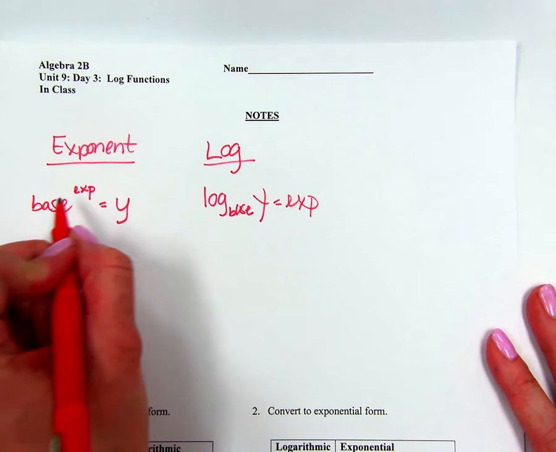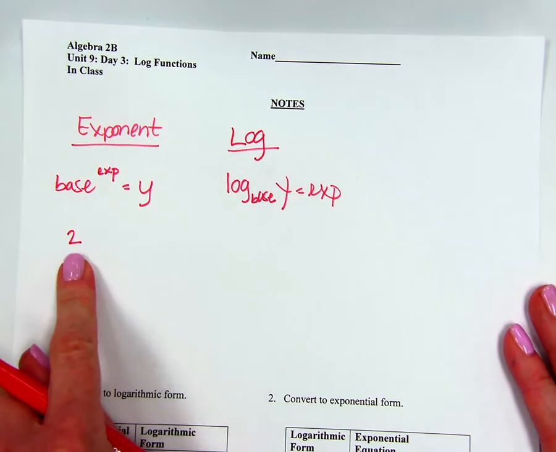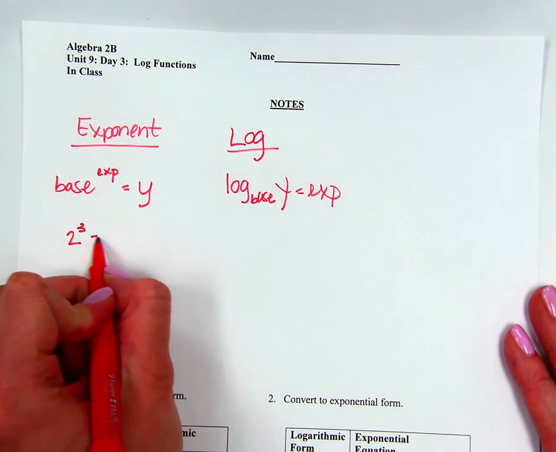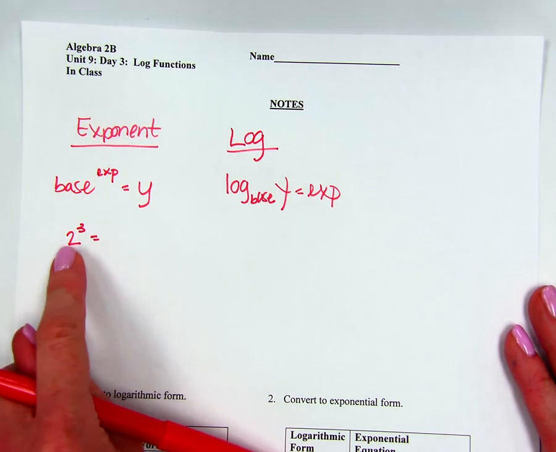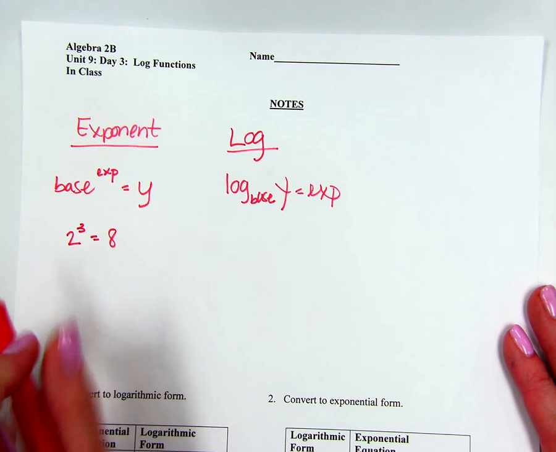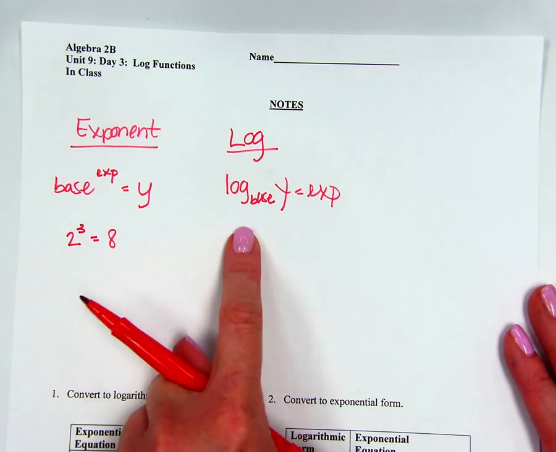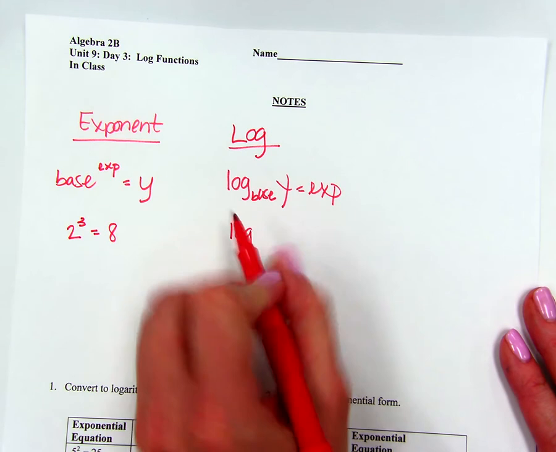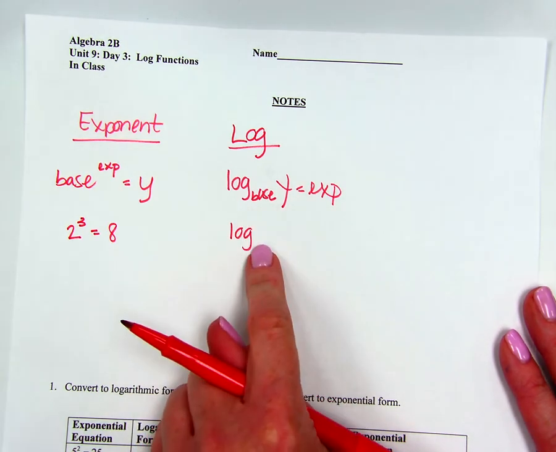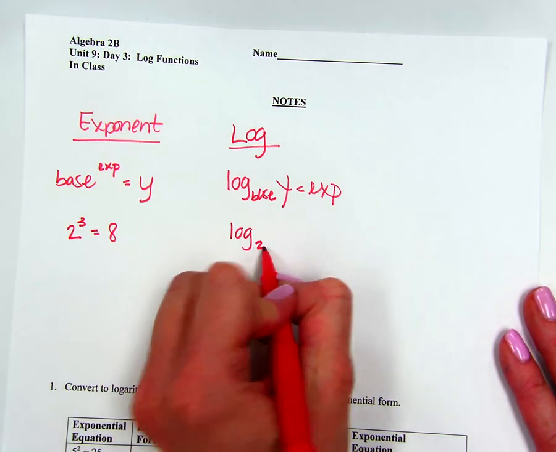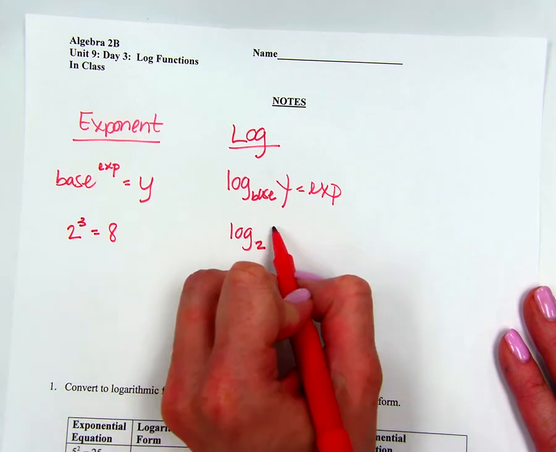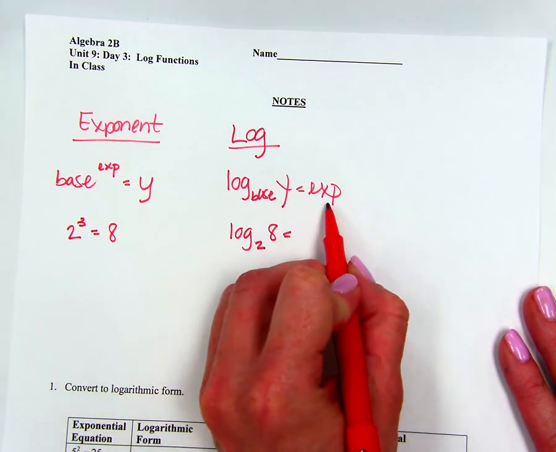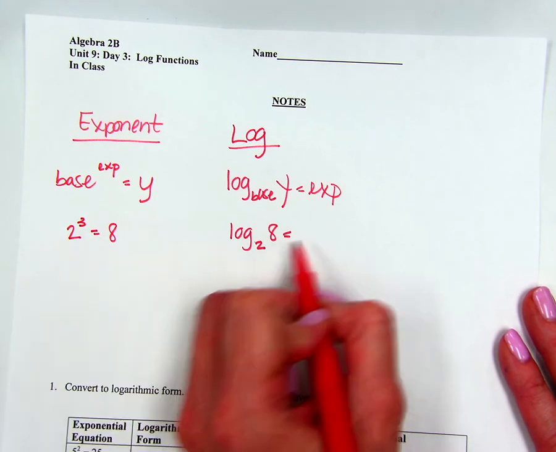Say our base is 2, which matches what we have right here, and we're raising it to the third power. That's our exponent. We're going to solve for that, and that's going to be our y. So 2 to the third power is 8. We're going to take all of the information we have here and rewrite it in our log form. So we'll rewrite log, and then down here is going to go our base. Our base from the original is 2, and then our y was 8. So log base 2 of 8 equals, and that's our exponent. Our exponent from the exponent form was 3.